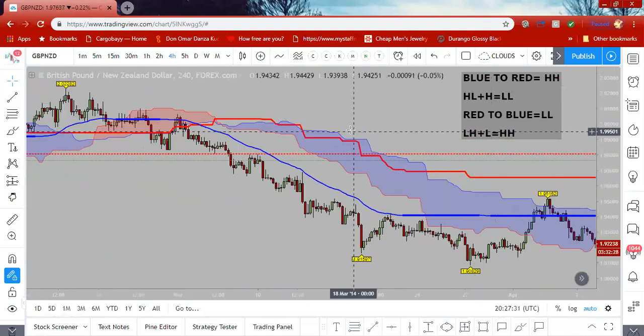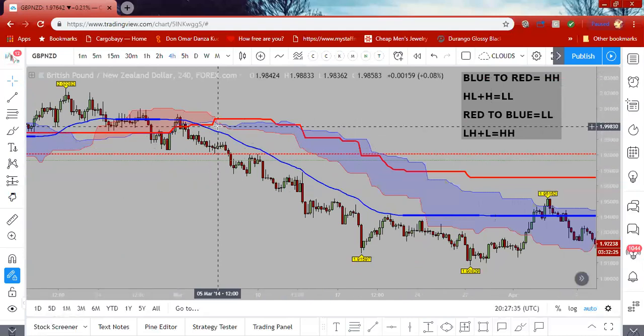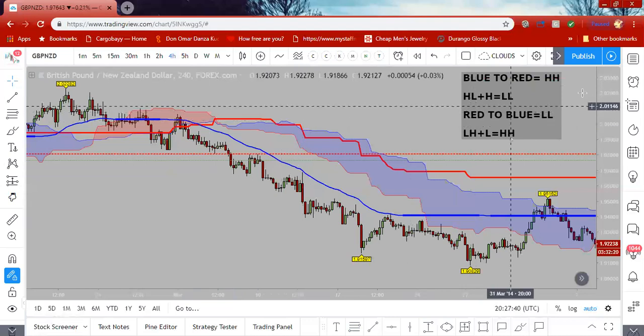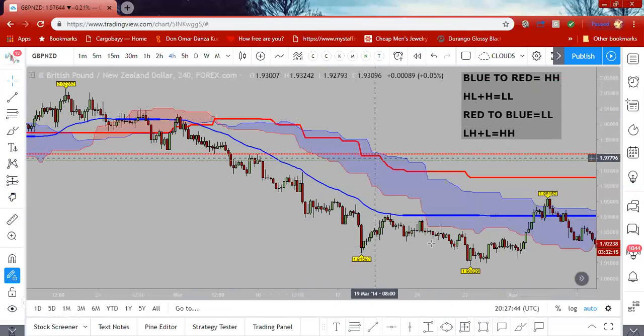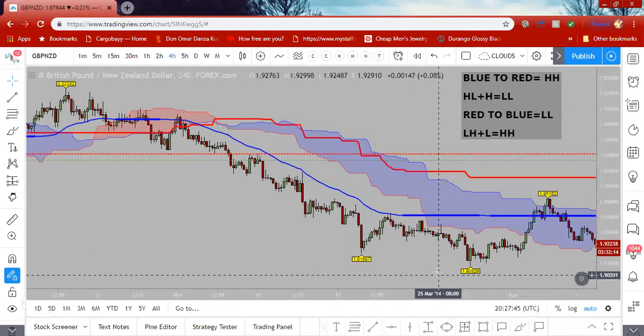Anyways, all right, so red to blue, lower low, red to blue. When you get a red to blue, price usually creates a double bottom. As you see, this is really what this flow plays out as. You got your lower low, then your lower high, then your low, then your higher high.